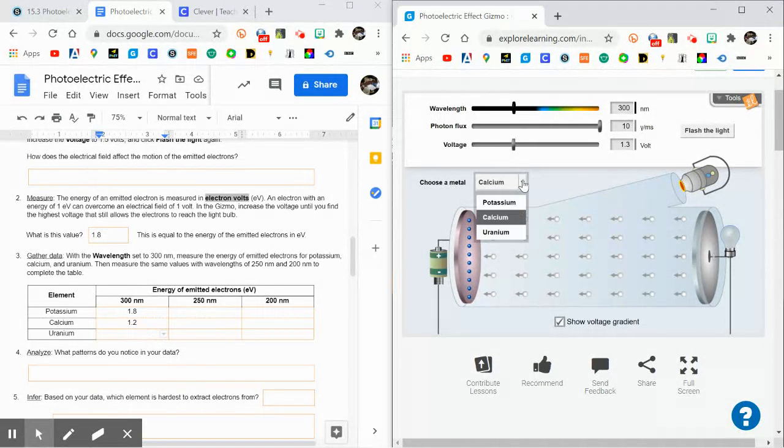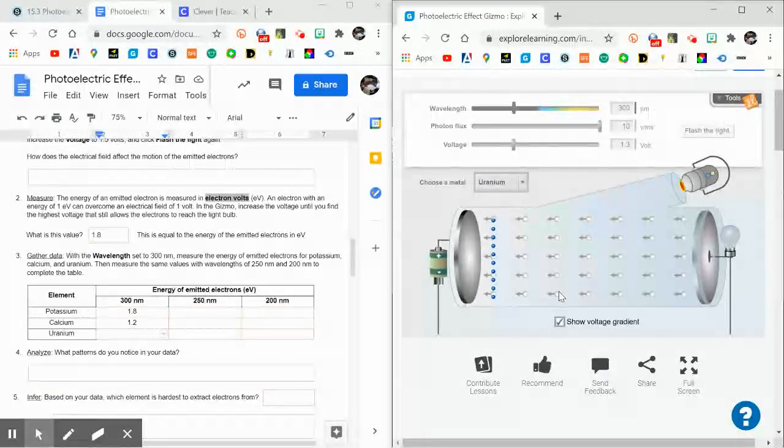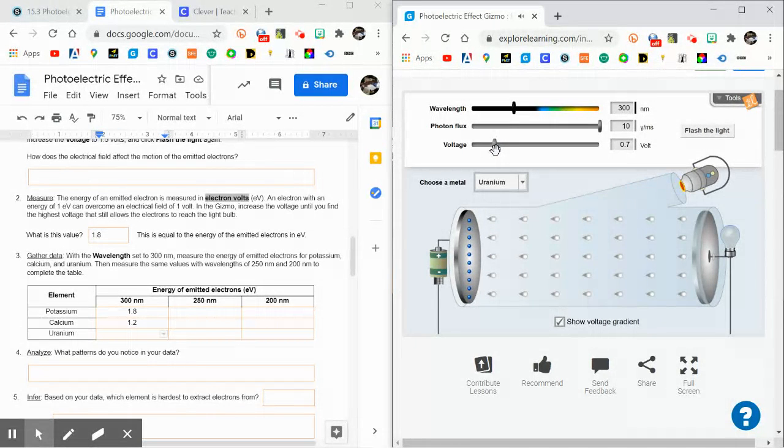Let's do uranium, and let's leave it at 1.3. So not 1.3, and 1.3 is really tiny. So I'm going to make a big jump here and go to 0.7. Nope, not 0.7. Let's see, 0.6. Let's do 0.6.